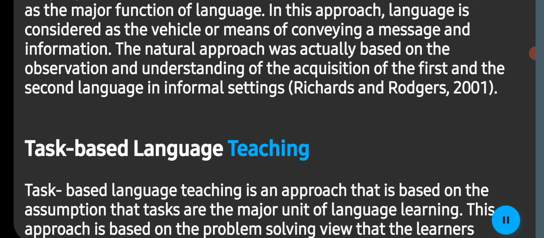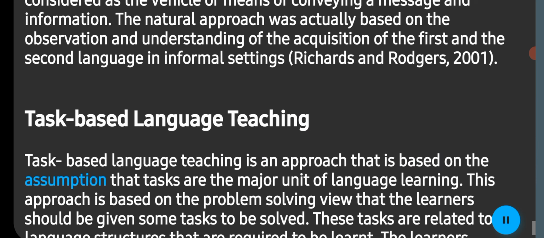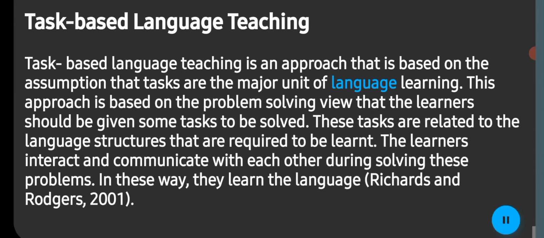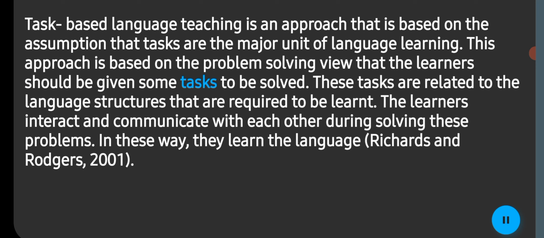Task-based language teaching. Task-based language teaching is an approach that is based on the assumption that tasks are the major unit of language learning. This approach is based on the problem-solving view that learners should be given tasks to be solved. These tasks are related to the language structures that are required to be learnt. The learners interact and communicate with each other while solving these problems. In this way, they learn the language. Richards and Rodgers, 2001.